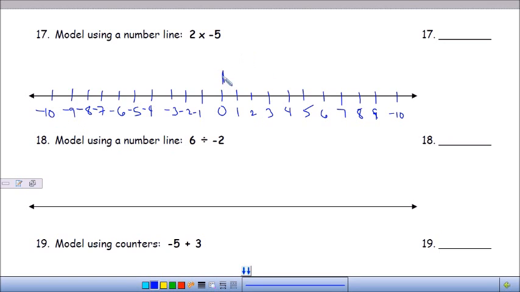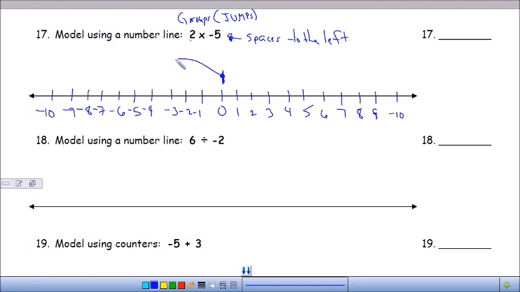And now I can start at 0 to model my multiplication, and notice that the first number tells me the number of groups that I'm going to have. Another name for groups is jumps. Okay, so I'm going to jump 2 times, and each jump is going to be 5 spaces. And because that's a negative 5, it's going to be 5 spaces to the left. So that's exactly what I'm going to do. I'm going to start here at 0, and I'm going to jump twice, 5 spaces each time.